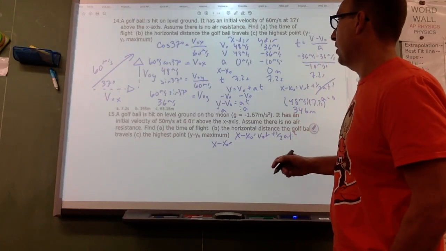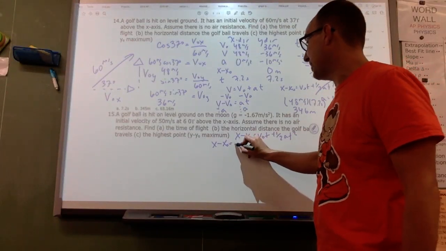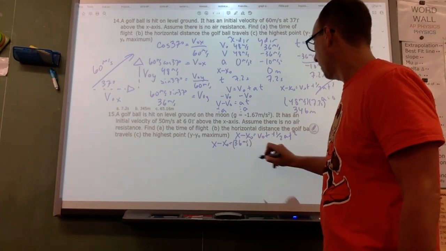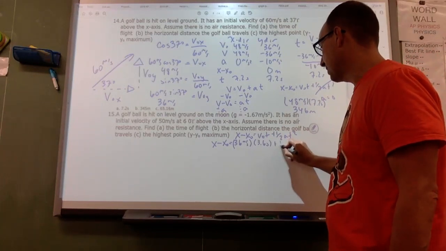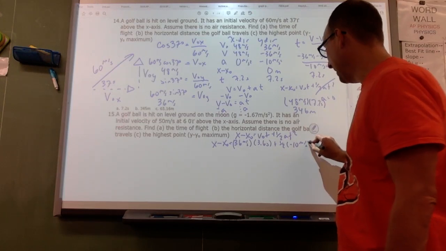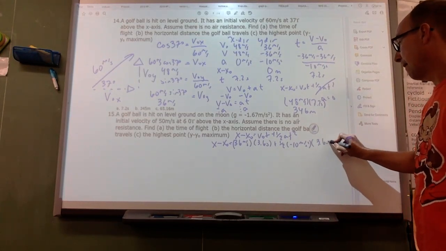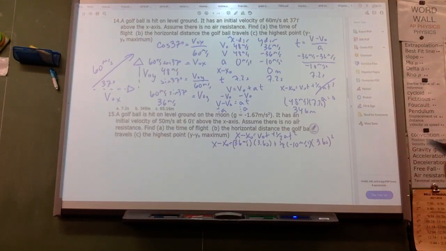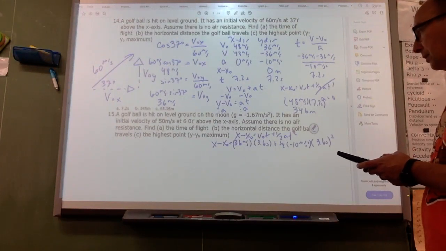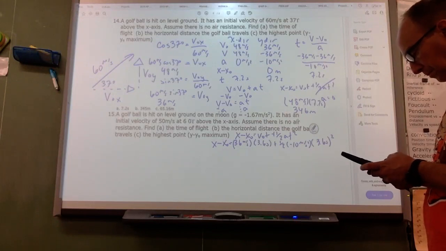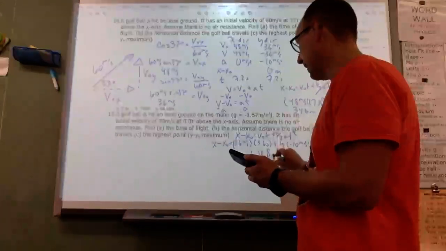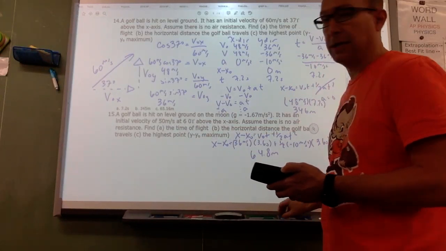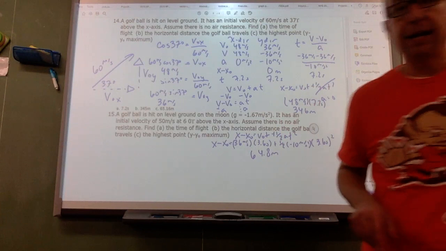All right, so this is going to be our initial velocity in the y direction, which is 36. Our time is half of 7.2, so this is 3.6 seconds, plus 1/2, be careful with the sign, negative 10 meters per second squared, and 3.6 seconds squared. And I got 64.8 meters. They got 65.6. All right, so I'm going to clear the ink and scroll.